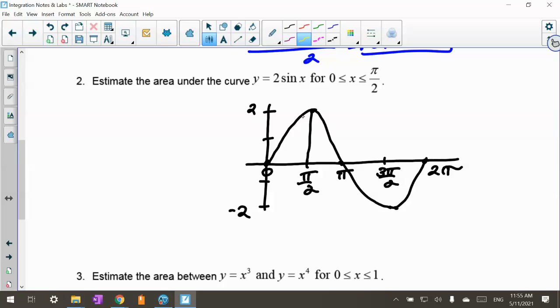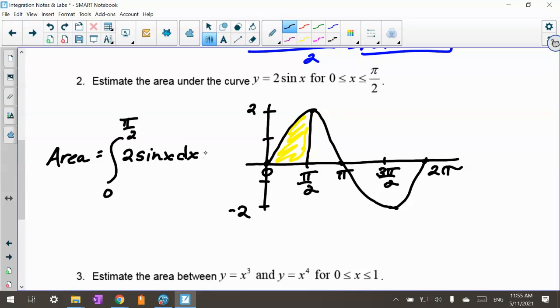So I'm looking for the area under the curve right here. All right, so how do I set that up? It's all above the x-axis, so I can say the area is going to be the integral from 0 to pi over 2 of my function 2 sine x dx. When I stick that in my calculator, which we've been practicing in class, you will get the area to be 2. All right, so let's practice that here.